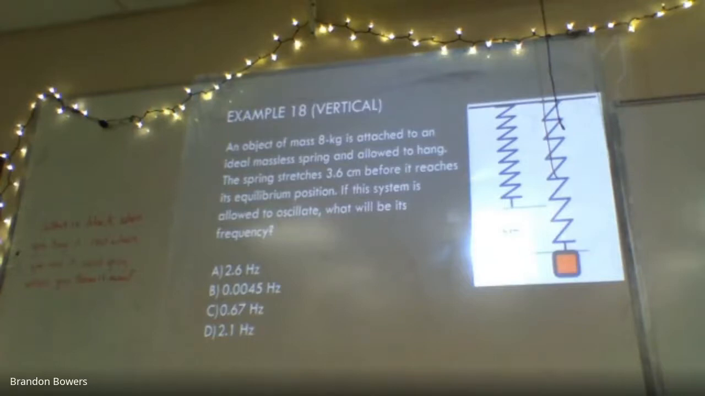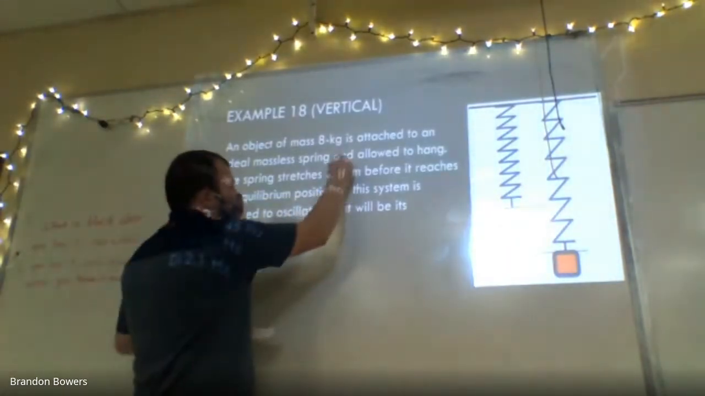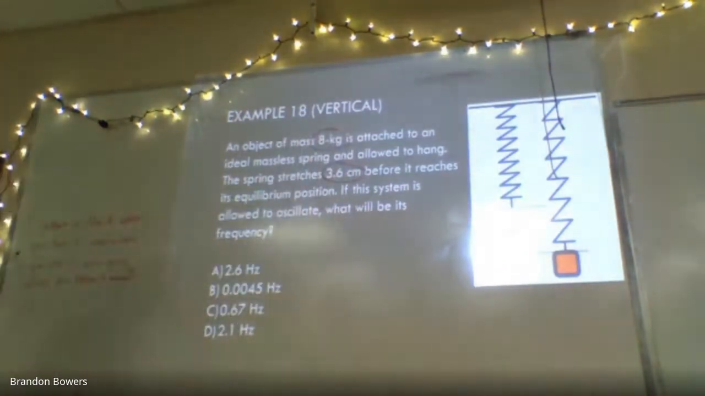Okay. An object of mass 8 kilograms is attached to an ideal massless spring and allowed to hang. The spring stretches 3.6 centimeters before it reaches its equilibrium point. If this system is allowed to oscillate, what is the frequency?